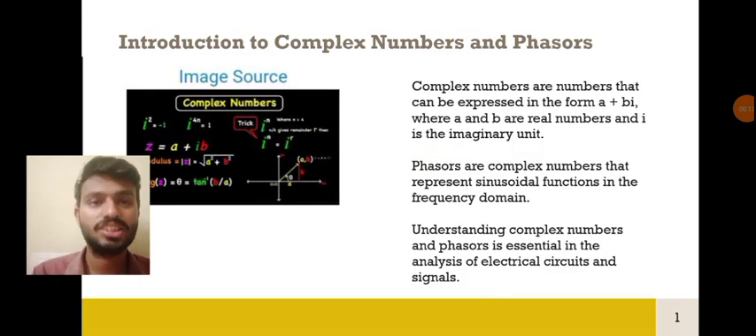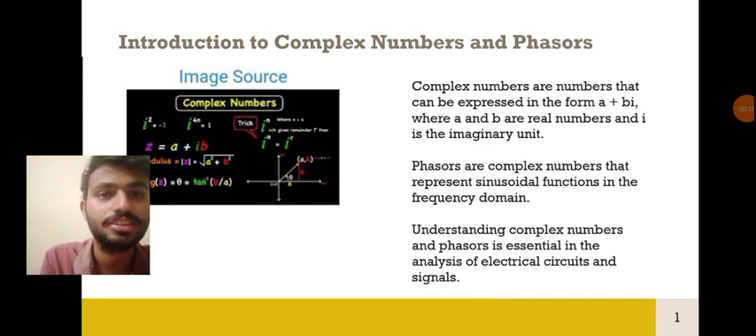Coming to the introduction of complex numbers and phasors. Complex numbers are numbers that can be expressed in the form a plus bi, where a and b are real numbers and i is the imaginary unit.